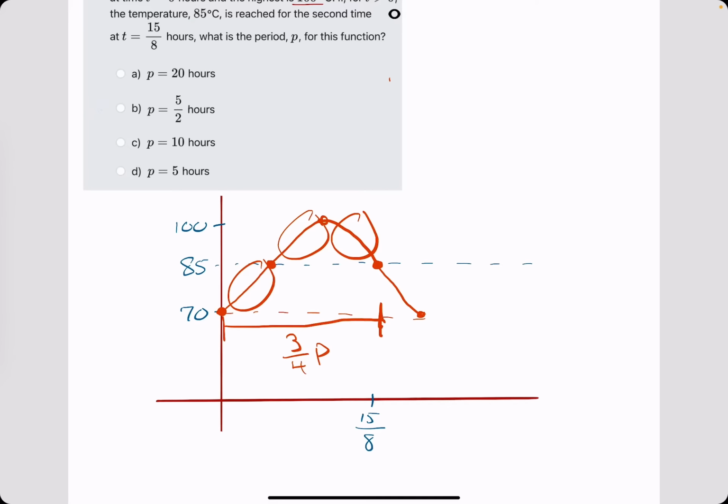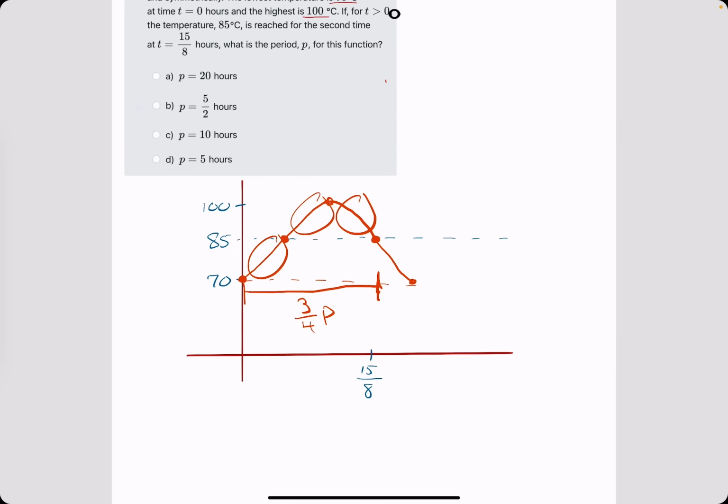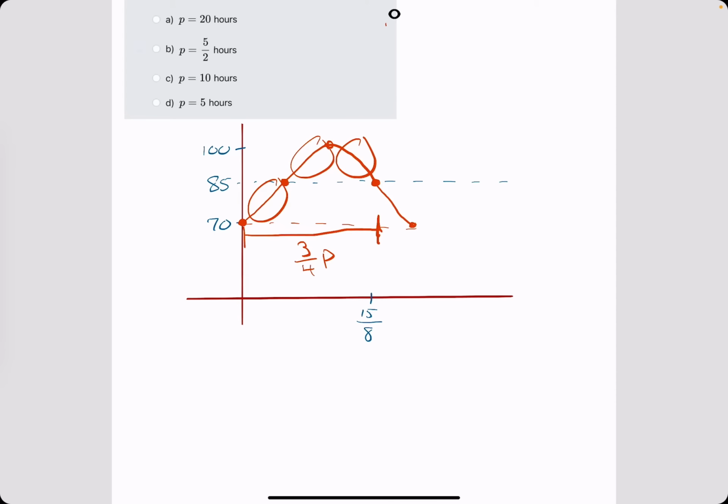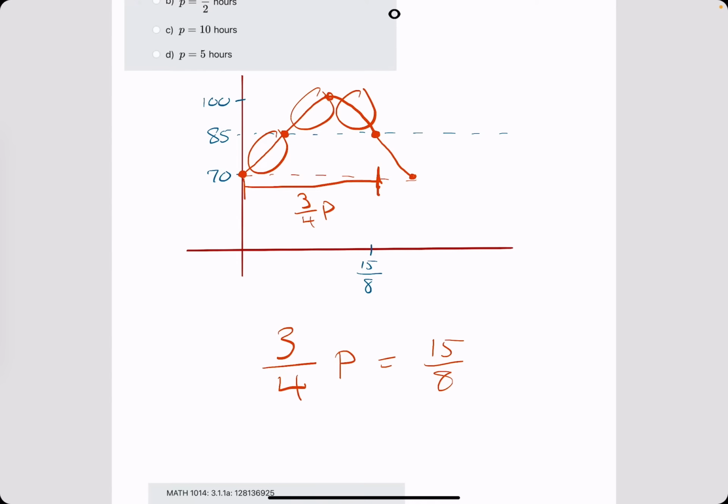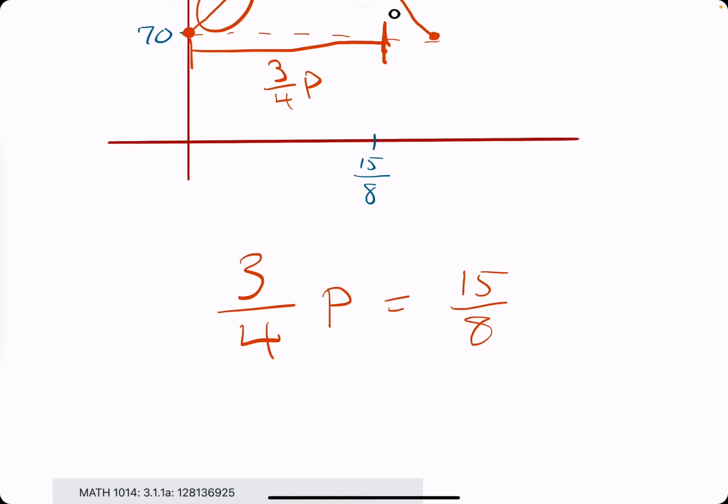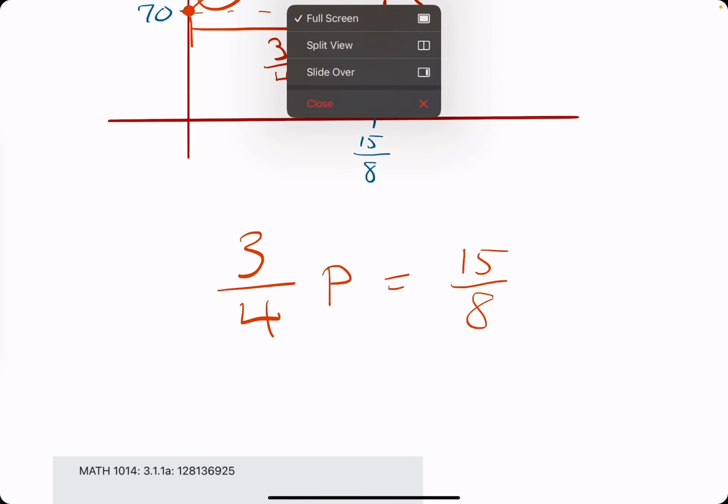So you can section this off into 4 equal segments that make up the entire period. So if we know that 3/4 of the period equals 15/8, we should just be able to solve for p here, like we're solving for x, and we'll get the period. Okay, let's try that. So how do we get p by itself?